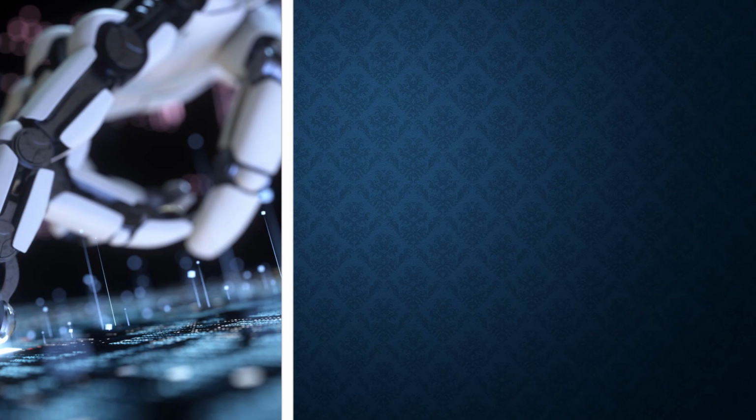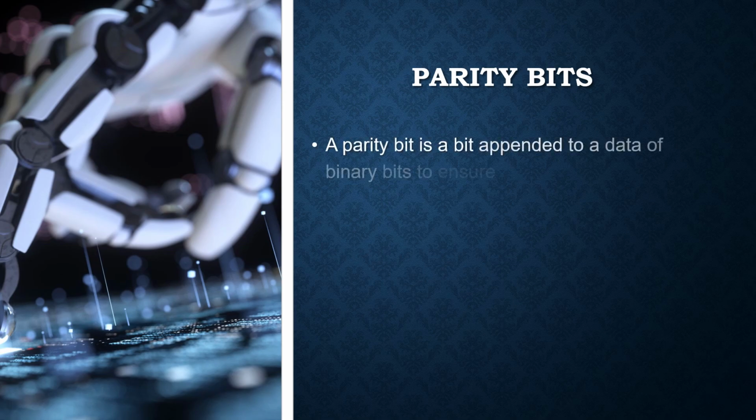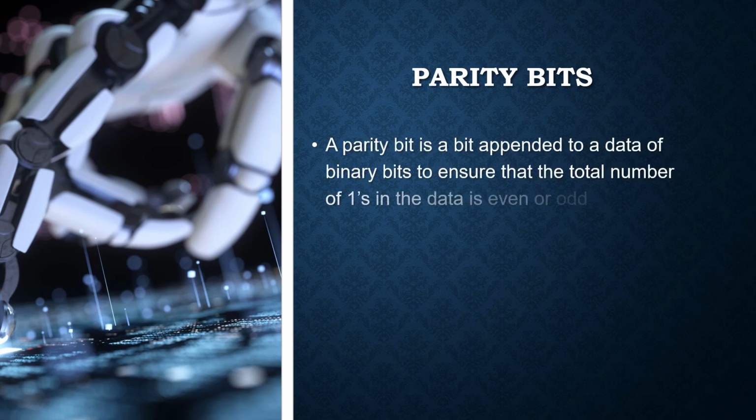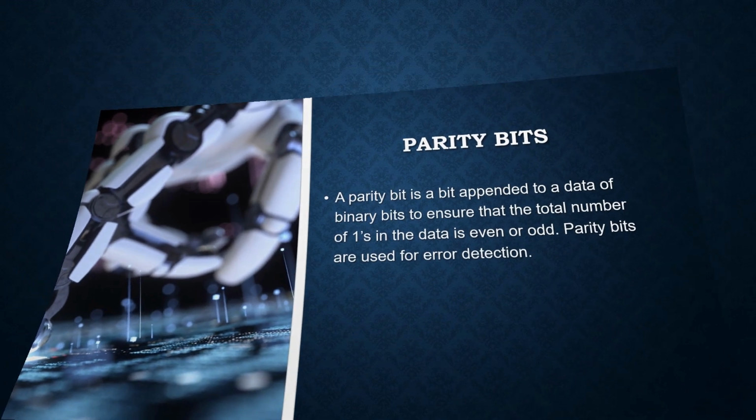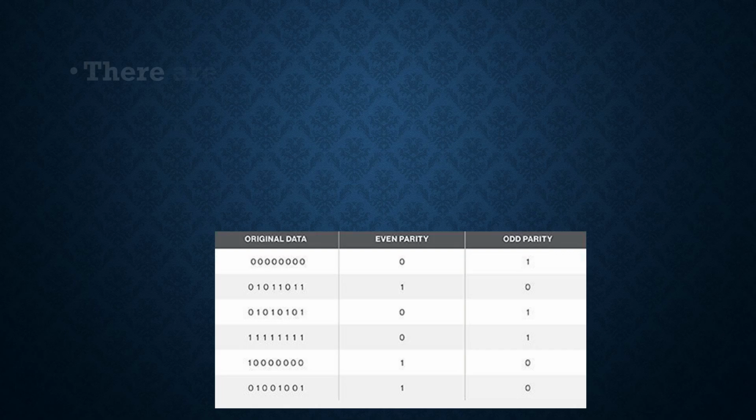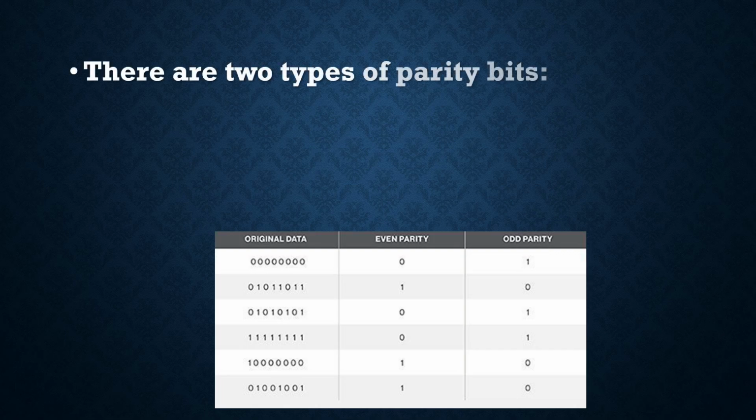Now let's head towards parity bits. A parity bit is a bit appended to a data of binary bits to ensure that total number of ones in the data is even or odd. Parity bits are used for error detection. There are two types of parity bits.